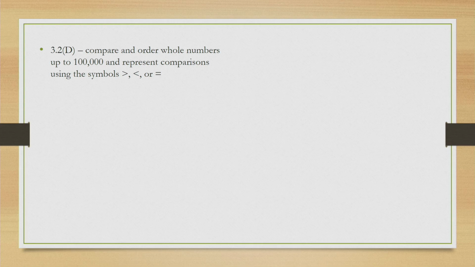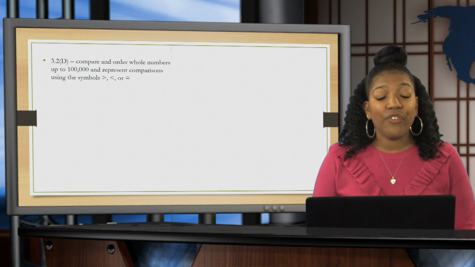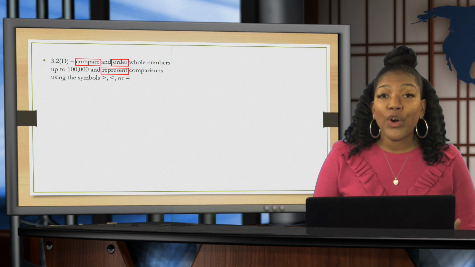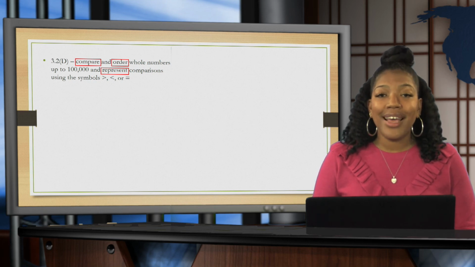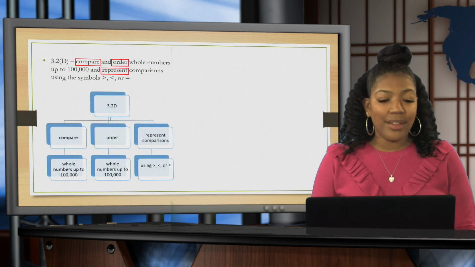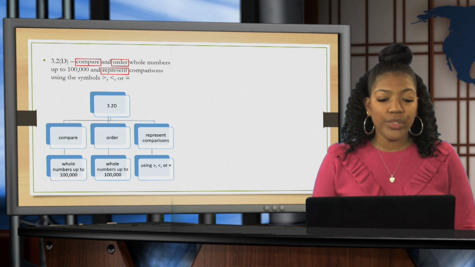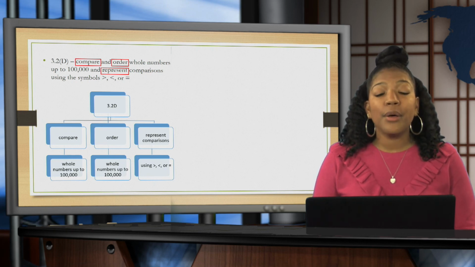Here's your first TEK. Compare and order whole numbers up to 100,000 and represent comparisons using the symbols greater than, less than, or equal to. So let's start by picking out the verbs first. First verb we notice is compare. Second verb, order, and the third verb, represent. So again, if you pull those verbs out first, then you want to directly connect them to the noun. So it'll look a little something like this. Compare whole numbers up to 100,000, order whole numbers up to 100,000, and then represent the comparisons using greater than, less than, and equal to.